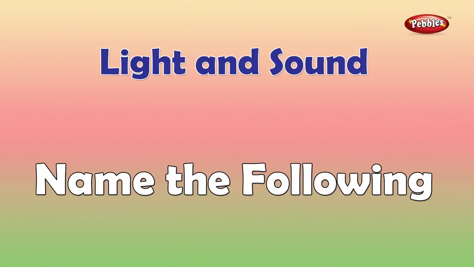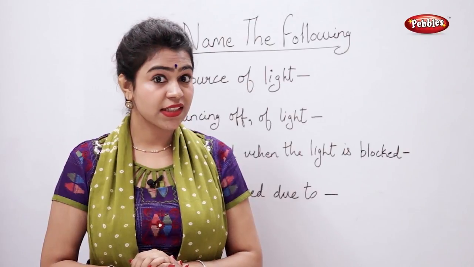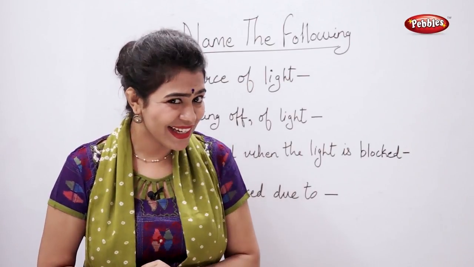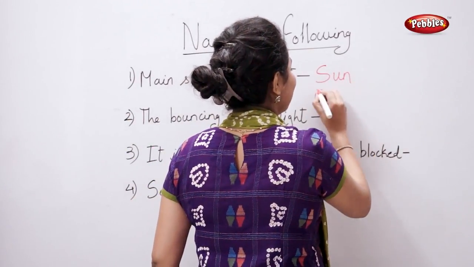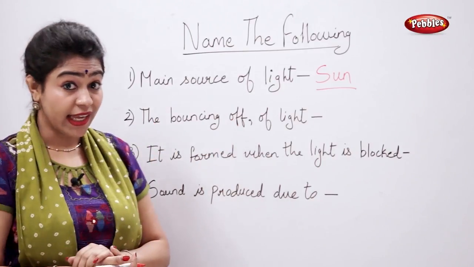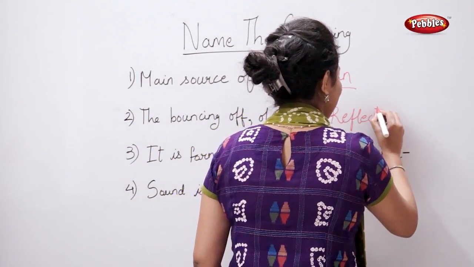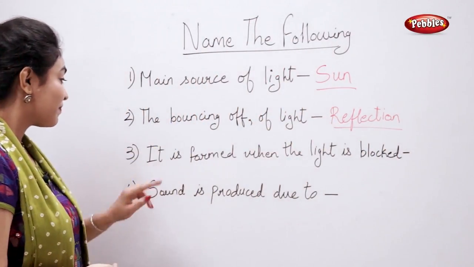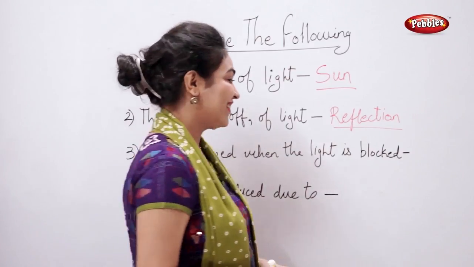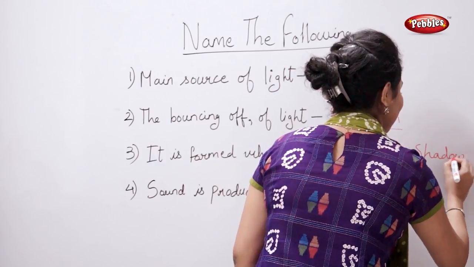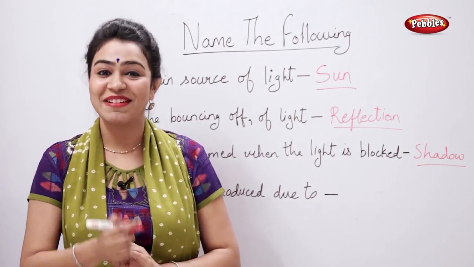Name the following. Main source of light. So students, tell me, what is the main source of light? Is it bulb? No. Candle? No. Main source. That's sun. The bouncing off of light is called reflection. Perfect. It is formed when the light is blocked. What's that? Shadow. Sound is produced due to vibrations. Perfect.